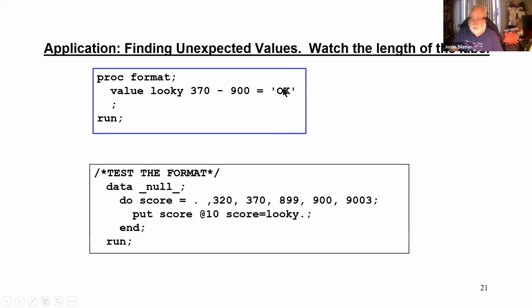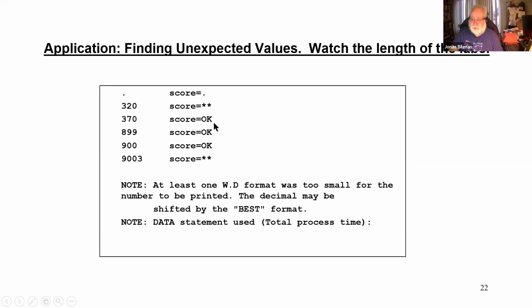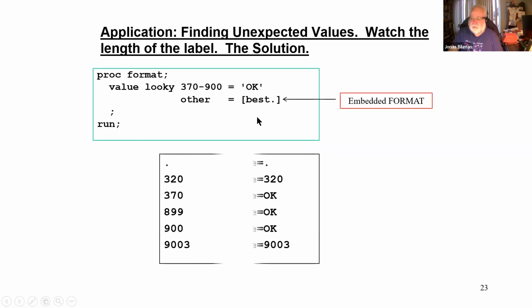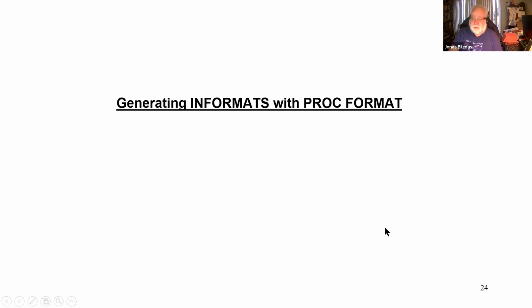If you shorten the label, it's not going to look that nice. It's going to look as stars. So the best thing is to do it: you can embed the value in a format. And now it shows up as the values, and if they're in the range, it's going to be outputted as okay.